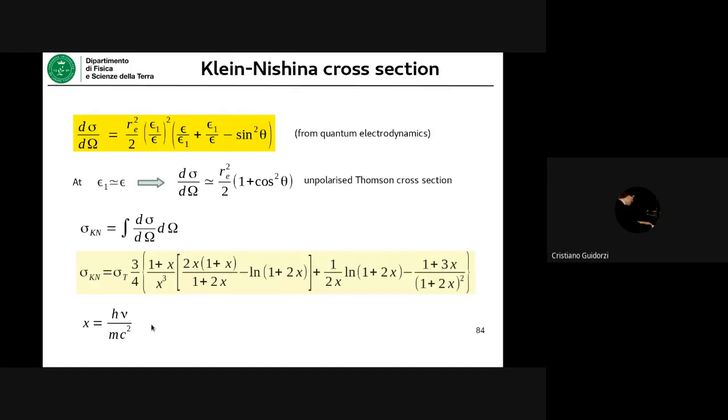So let's have a look at this plot. If we plot this function as a function of x, so as a function of the energy of the photon, well, the result is this one.